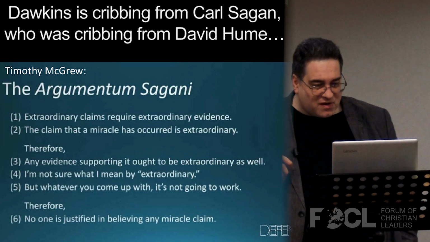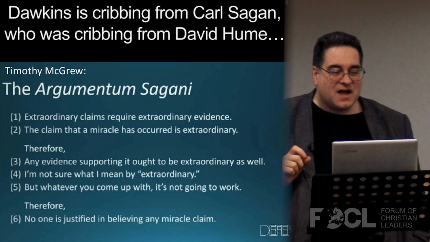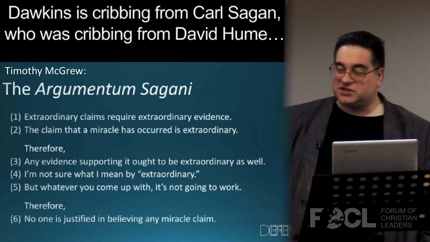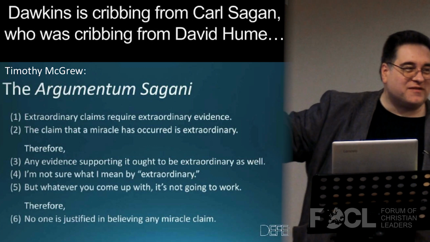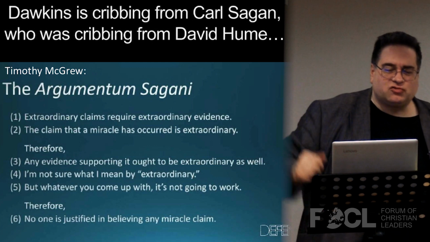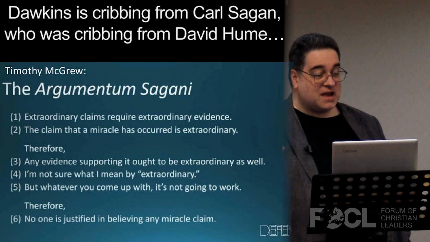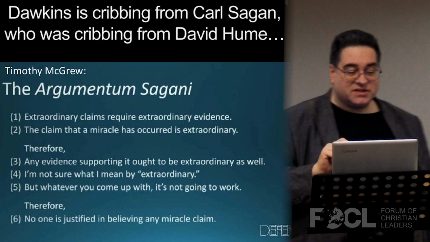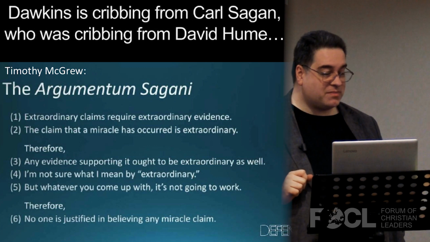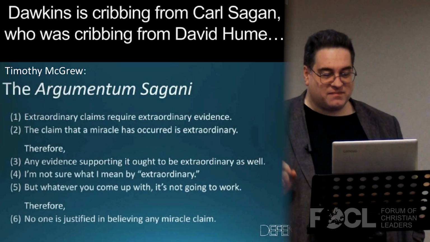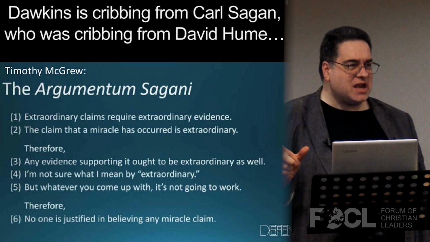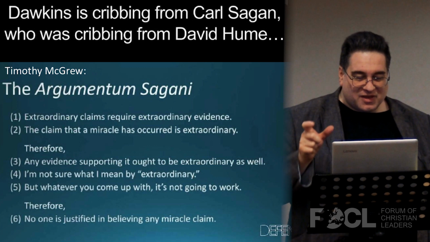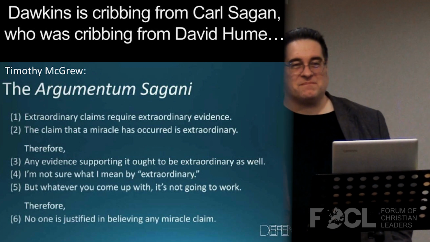And as the American philosopher Timothy McGrew says, the argument here usually, in practice, turns out to go something like this, which he calls the argumentum Sagani, after Carl Sagan. Extraordinary claims require extraordinary evidence. The claim that a miracle has occurred is an extraordinary one. Therefore, any evidence supporting the claim that a miracle happened ought to be extraordinary as well. I'm not really sure what I mean by extraordinary, but whatever you come up with, it's not going to work. Therefore, no one is justified in believing any miracle claim.